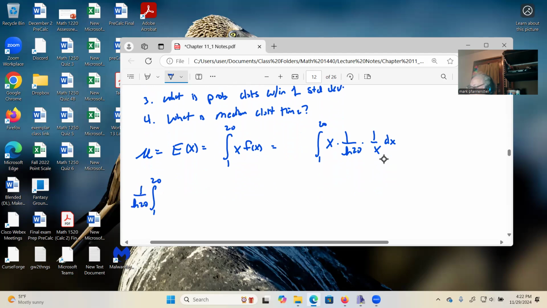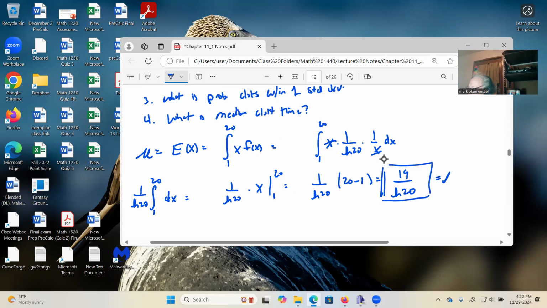Natural log of 20 is a constant, of course. The x is canceled times my dx here. So we just end up with 1 over ln 20 times x as x goes from 1 to 20. This is just 1 over ln 20 times 20 minus 1 equals 19 over the natural log of 20. Okay, so that's my mean time.